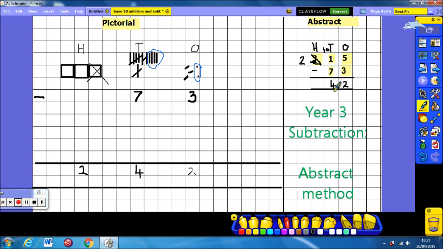We can see that the abstract at the moment is much quicker than pictorial. Let's go to the hundreds. 200s, take away or subtract 0 hundreds, the answer will be 200s. Again, the difference between 315 and 73 is 242, or the equation 315 minus 73 is 242. The answer in all subtraction calculations is also known as the difference. And that is how you subtract a 2-digit number from a 3-digit number when you need to exchange with the tens.